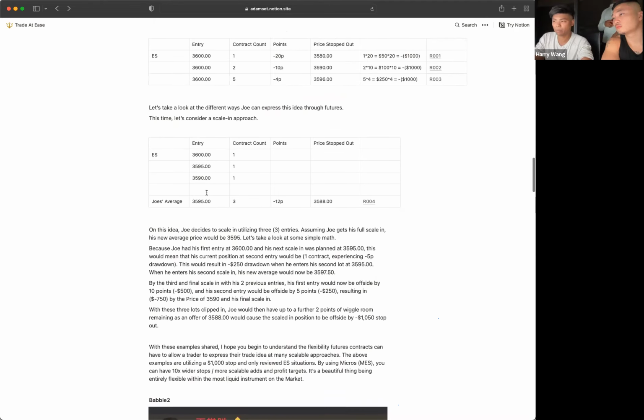So with these examples shared, I hope we can understand the flexibility futures contracts have to allow a trader to express their idea with many scalable approaches.